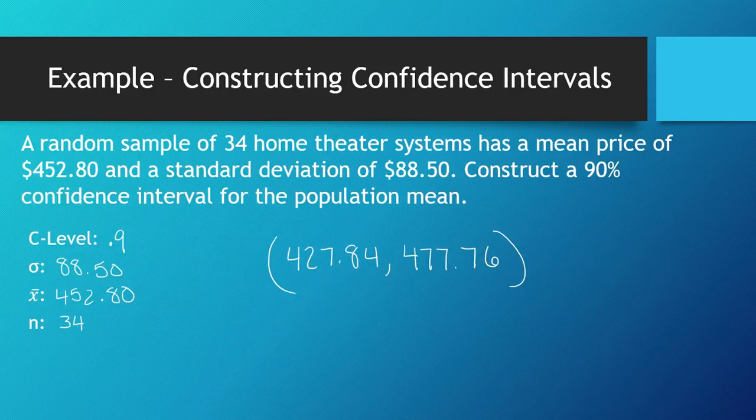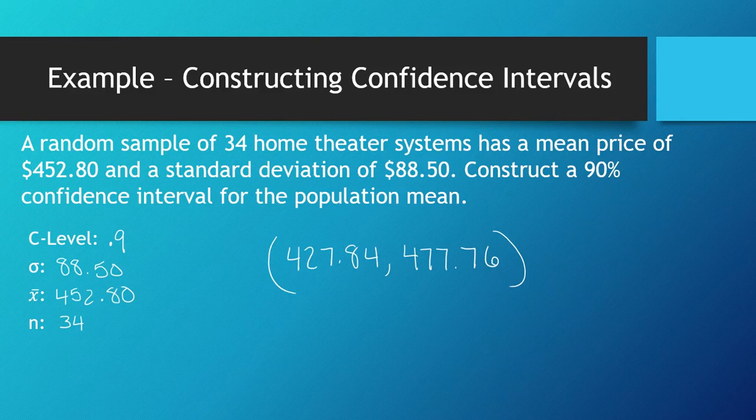So I am 90% confident that the actual mean is somewhere between 427.84 and 477.76. Remember, this 452.80 came from a sample of 34 home theater systems. If I want the population mean, that means the average cost of every single home theater system that exists in the world. That data is way too difficult to find.